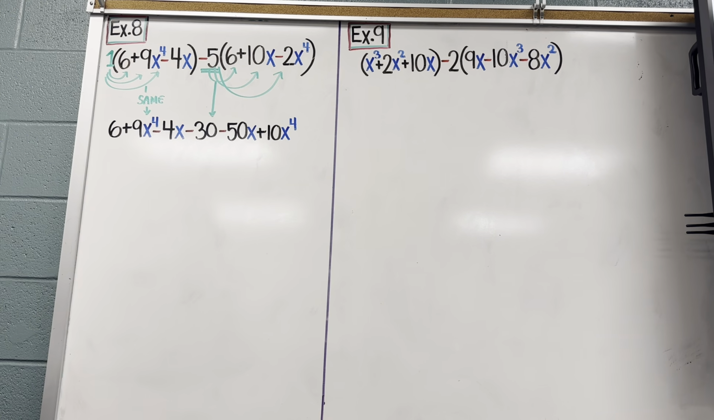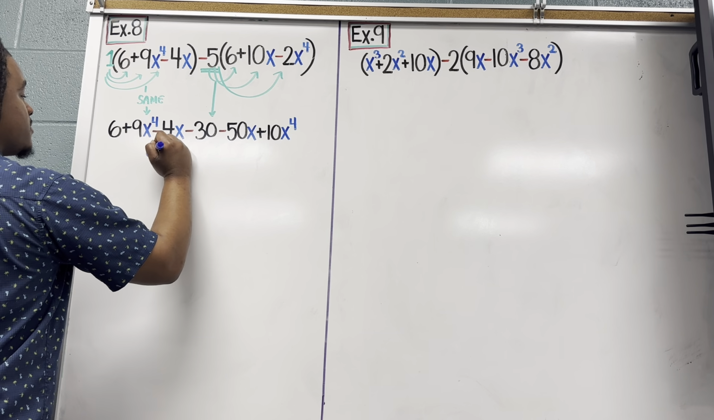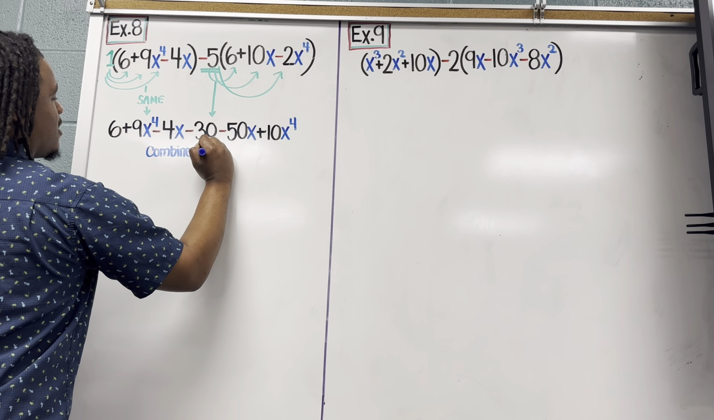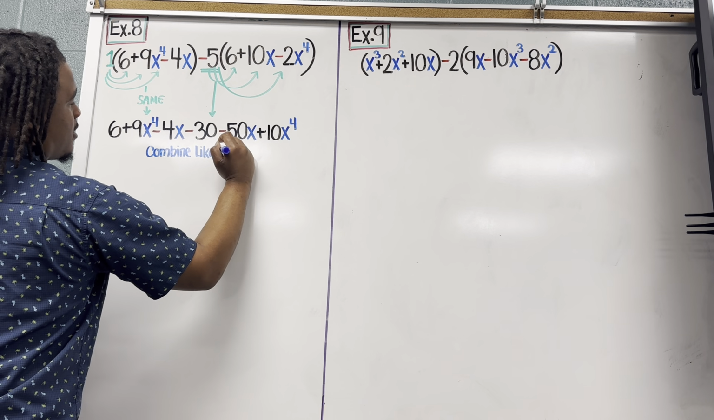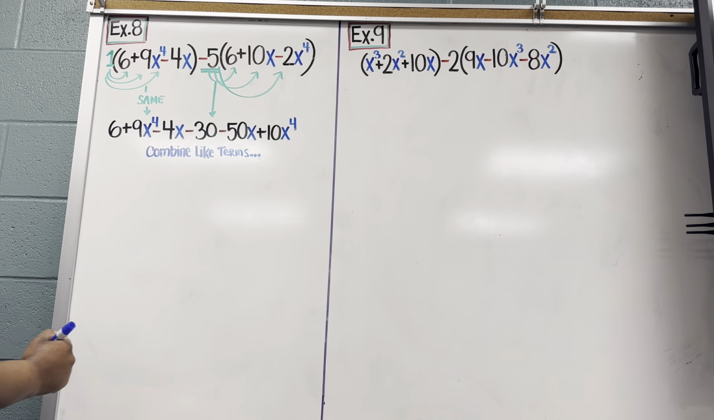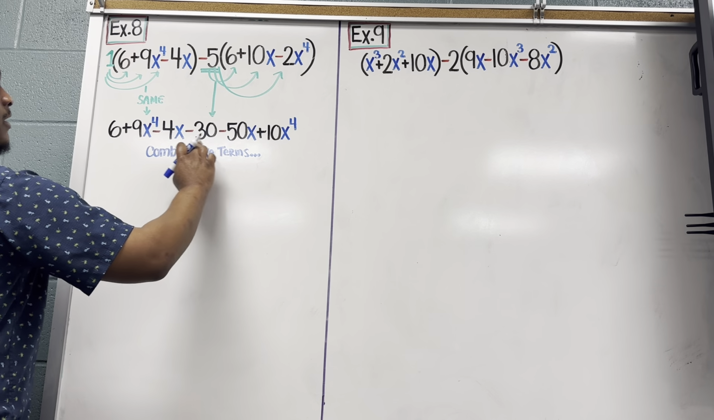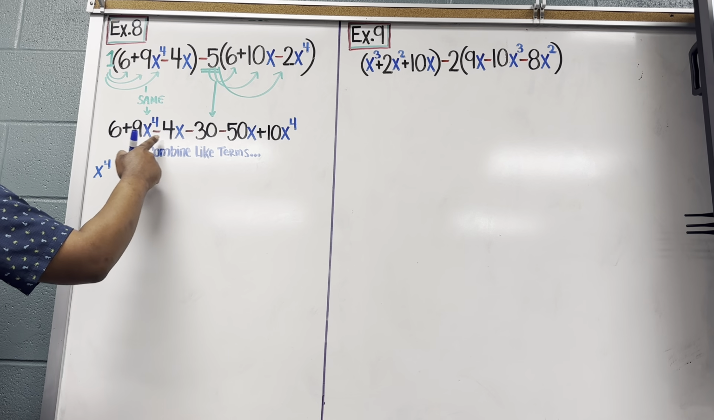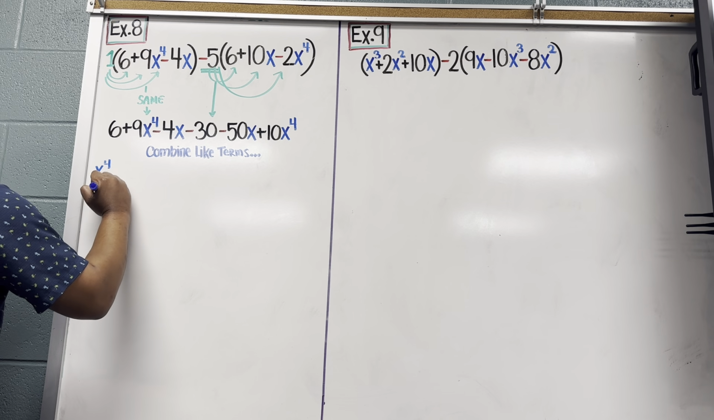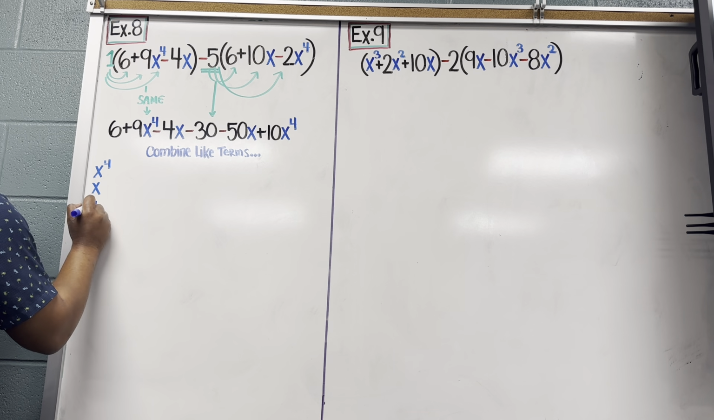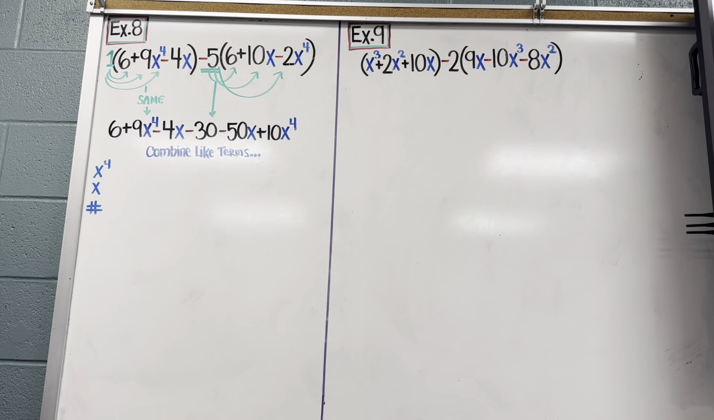Now we have successfully distributed. What we need to do now is combine like terms. I'm going to pay attention to the variables. The only variable that I see is x, and the highest degree of x is to the 4th power. The second highest degree that I see is just x to the 1st power. And outside of that, I do see constants, or numbers, so I'm just going to put the pound sign representing just numbers.